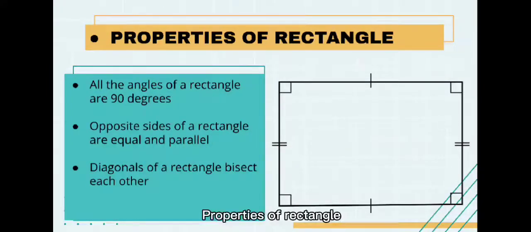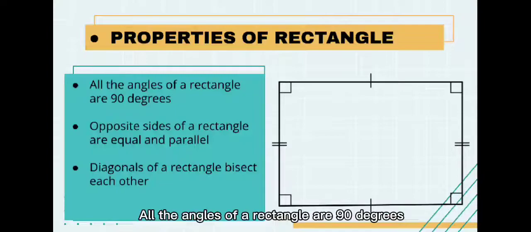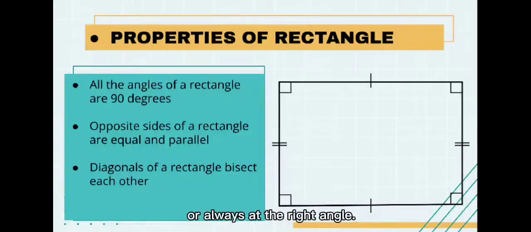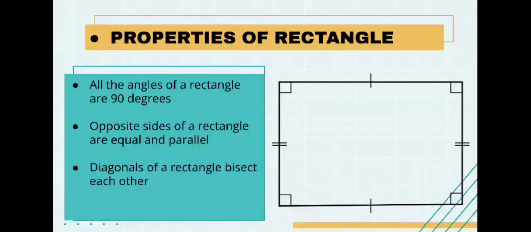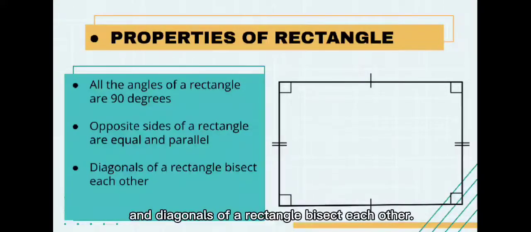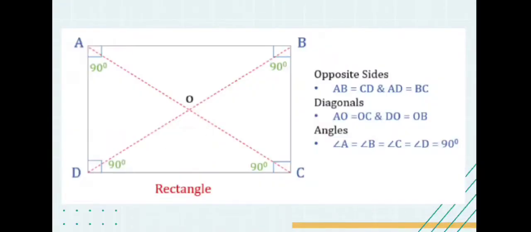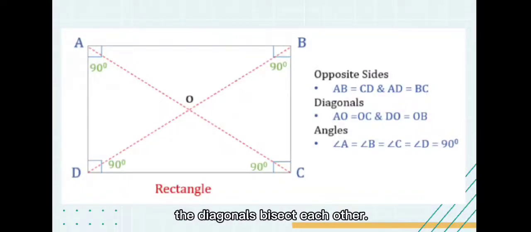Properties of rectangle. All the angles of a rectangle are 90 degrees or always at a right angle. Opposite sides of a rectangle are equal and parallel, like I said a while ago, and diagonals of a rectangle bisect each other. As you can see in this picture, the diagonals bisect each other.